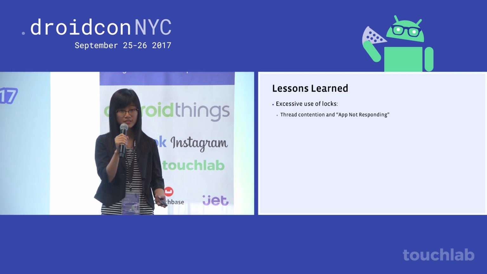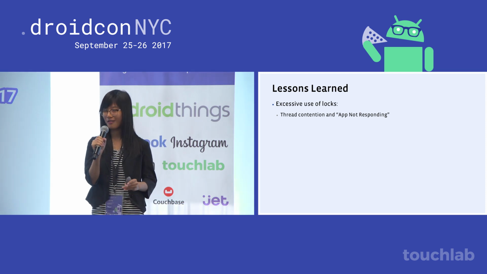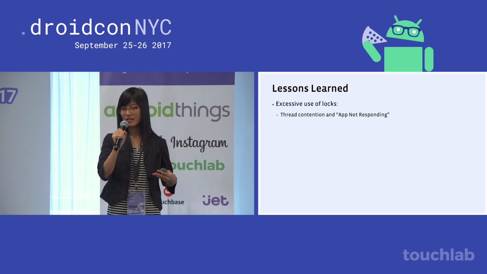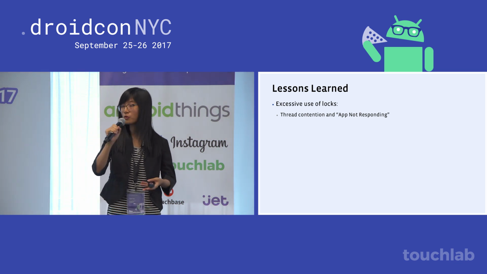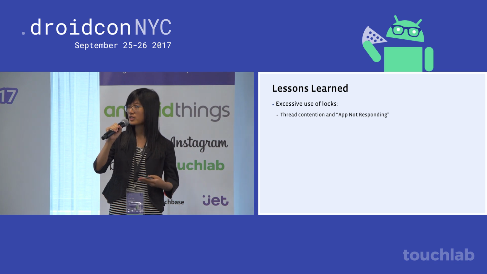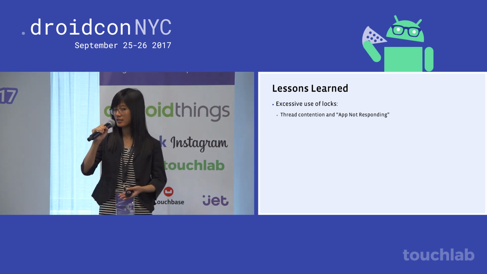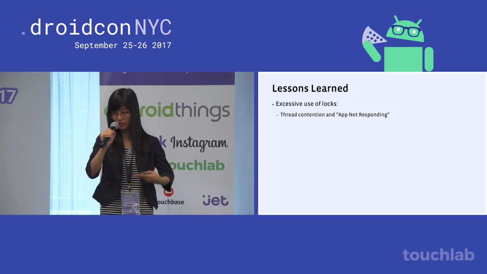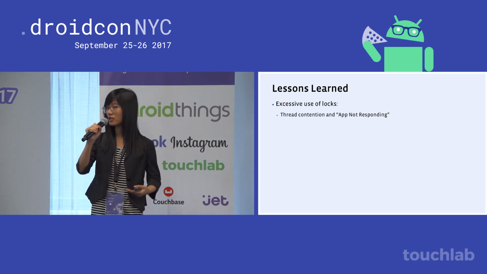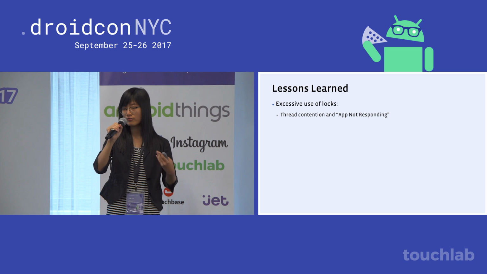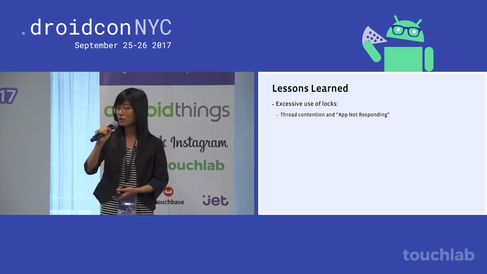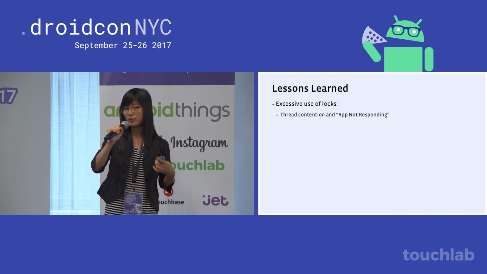The biggest lesson we learned during this process is to be careful of locks, excessive use of locks, I mean. Because locks can be, in general, very helpful for thread safety to avoid conflicts and thread safety issues. But locks can also cause a thread to wait for another thread. So especially if the UI thread is waiting for the background thread to finish a thing and release a lock, it could cause a few milliseconds on the UI thread for thread contention. Or if it is too long, it could even cause an app not responding.